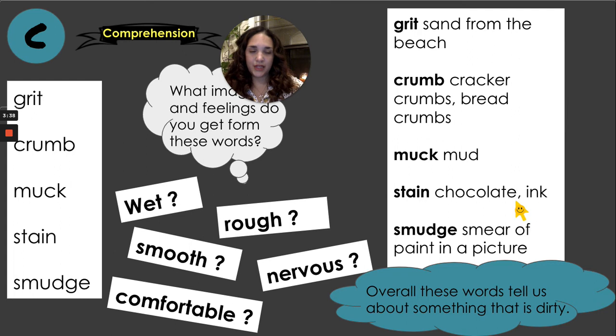So when you are reading, look for words that go together and try to figure out what's the meaning behind all those words grouped in the same paragraph together. Also think about how are these words making you feel. Maybe you didn't know what the word muck meant, but you did know maybe stain or crumb. What images or memories do these words bring about while you read? So now let's try it using a paragraph from a book.